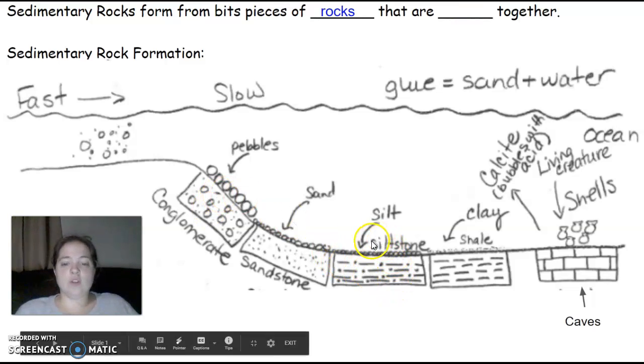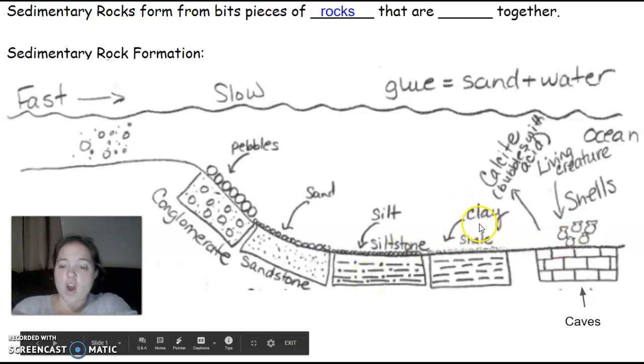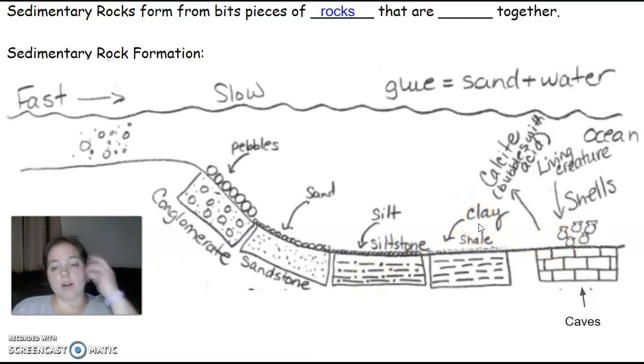Okay, so after sand, you got siltstone. Conglomerate has dots in it, but with circles. Then we get rid of the circles, the pebbles, and you're left with sandstone with all the little dots. Now I'm going to go to siltstone, and I'm going to have dot dash dot dash dot dash. And then I'm going to go even smaller. You're going to have the clay particles, which are dash dash dash dash dash, and that turns into shale sedimentary. Remember, shale is not shiny.